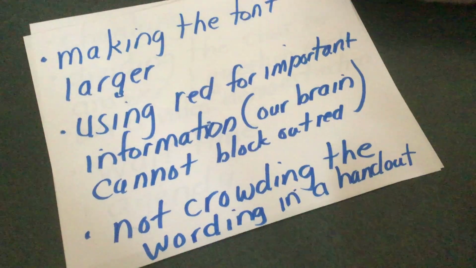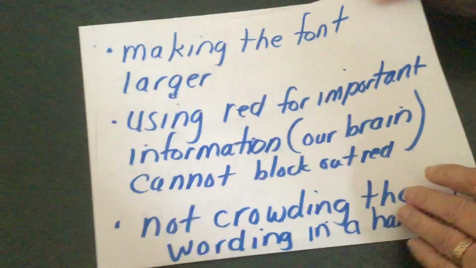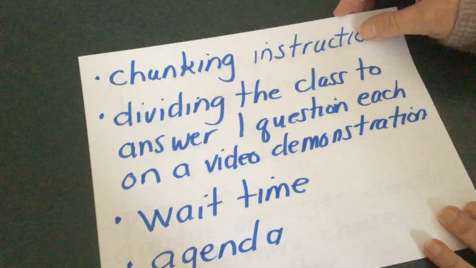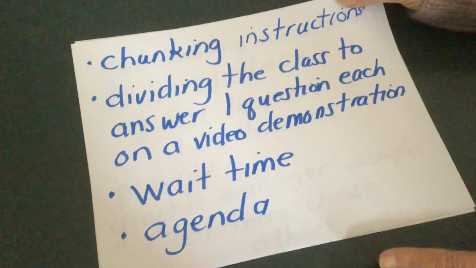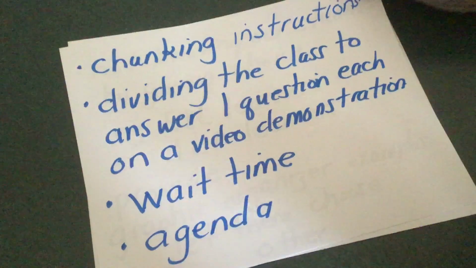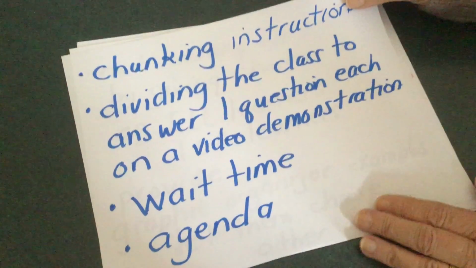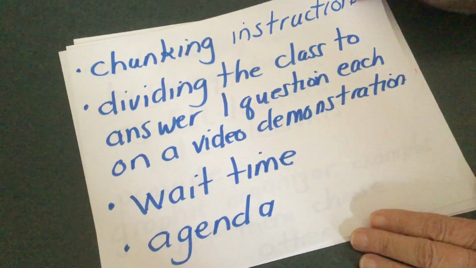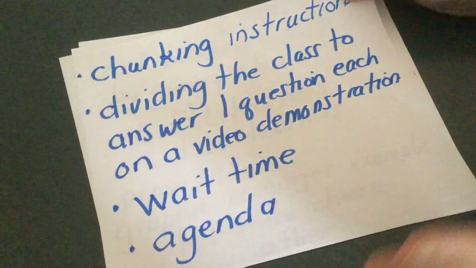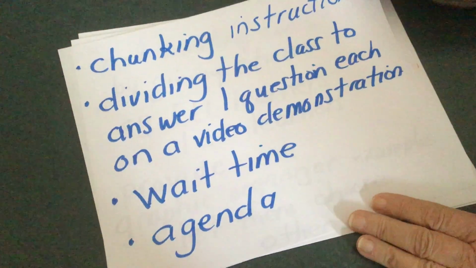Not overcrowding an instructional paper or an exam or a handout, which overwhelms the students, so making it brief. Chunking instructions. Through a unit, you might have a project that's due and you chunk the instructions, so there's 5 instructions, and you lay them out accordingly. Dividing the class when you want them to watch a video, and not giving everybody 7 questions to answer, but dividing the class into groups, so group 1 answers 1 question, group 2 answers 2, and when you get them all back together again, everybody gets the answers for all of them.